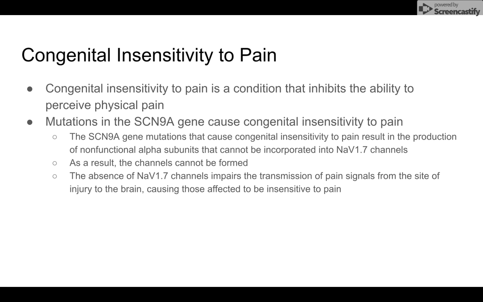We're going to go in depth now on congenital insensitivity to pain. This is a condition that inhibits the ability to perceive physical pain. It's caused by a mutation in the SCN9A gene. This mutation makes the alpha subunits unable to function, so they cannot be incorporated into the NaV 1.7 channels. As a result, these channels are not formed, and the absence of these channels impairs transmission of pain signals.